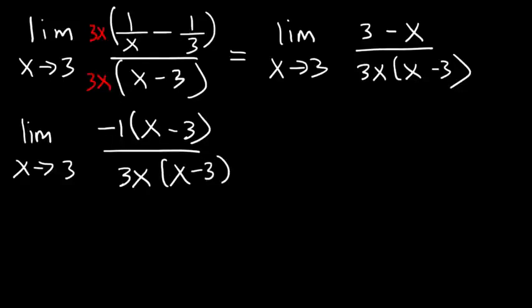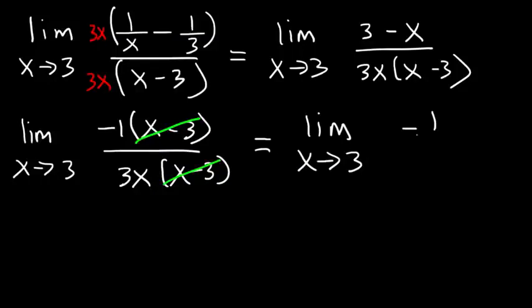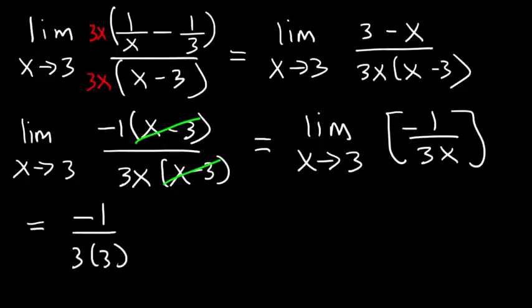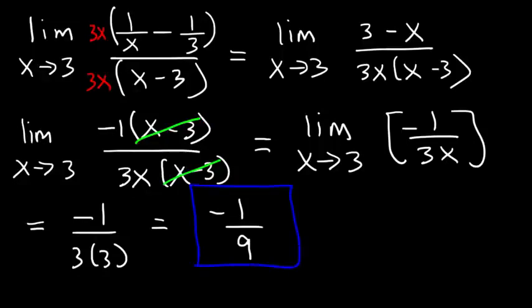So notice that we can cancel the x minus 3 factor at this point. And so what we have left over is the limit as x approaches 3 of negative 1 over 3x. So now we can use direct substitution. So let's replace x with 3. So it's going to be 3 times 3, which is 9. So the final answer is negative 1 divided by 9. So now you know how to evaluate limits that are associated with complex fractions.